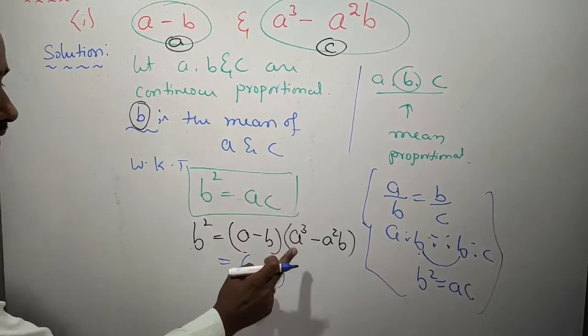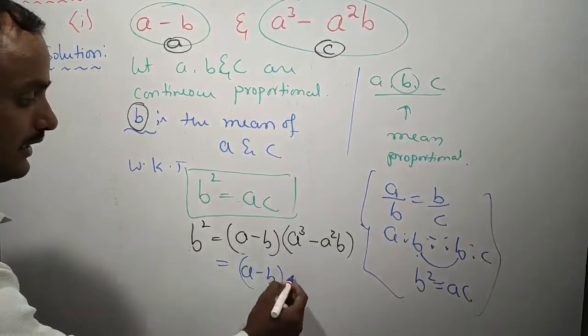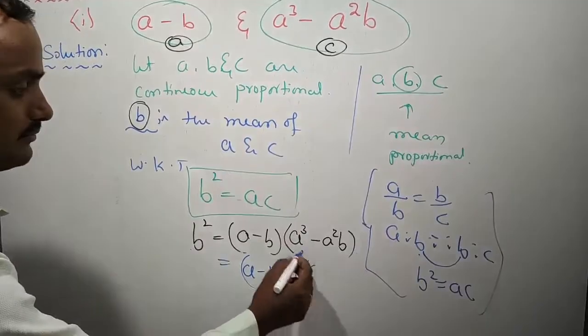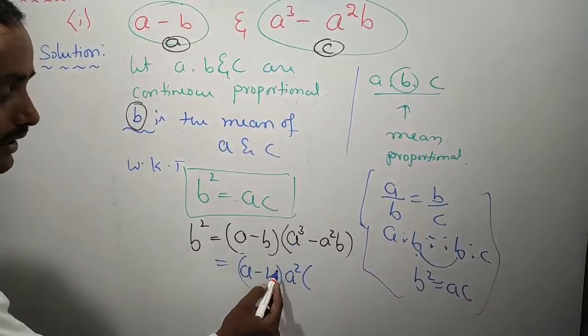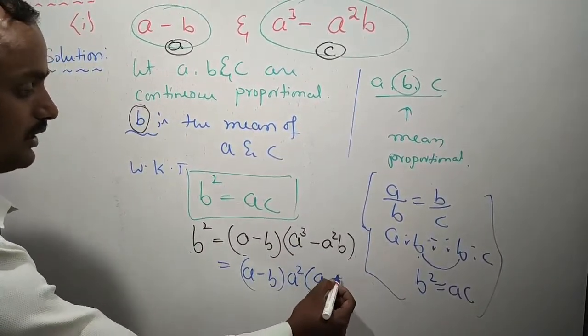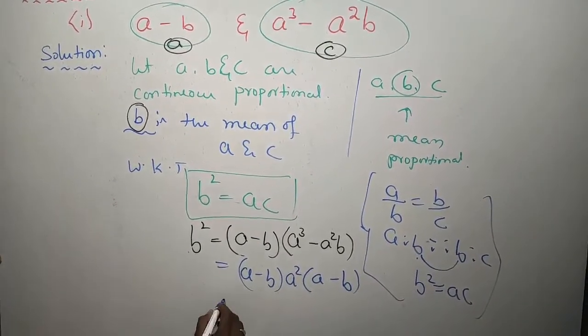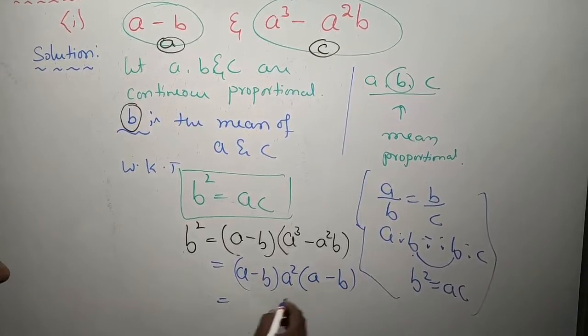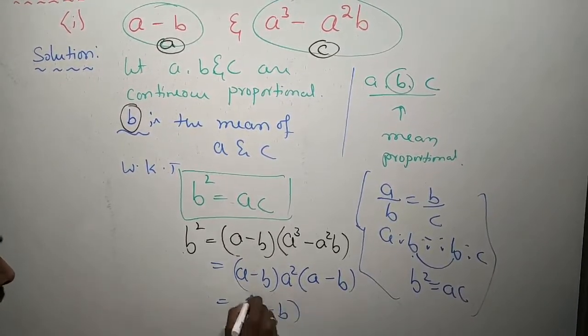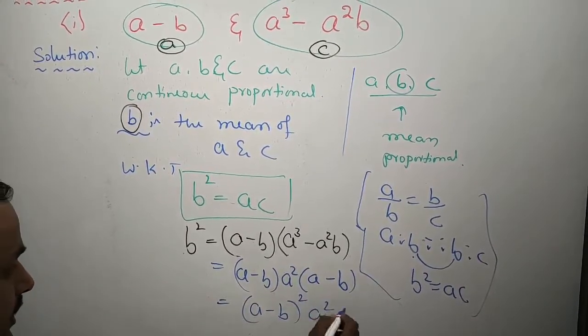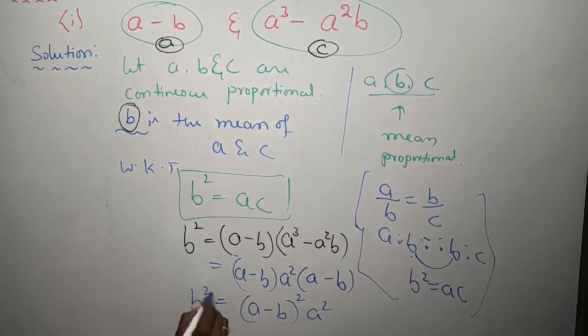In these two terms, A cube and A square, A square is the common factor remaining. In A cube, when A square comes outside, A will come, minus B will come. Now, what are you understanding here, children? A minus B into A minus B became A minus B whole square into A square, children. Left hand side is B square only.